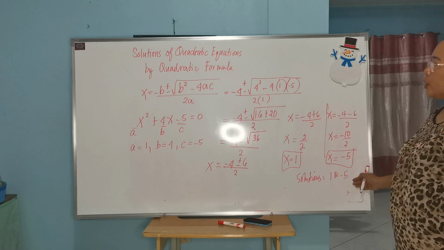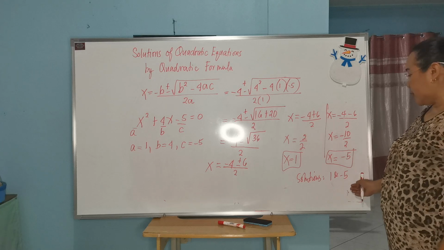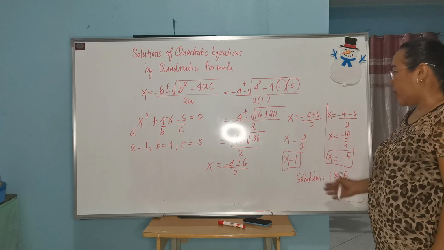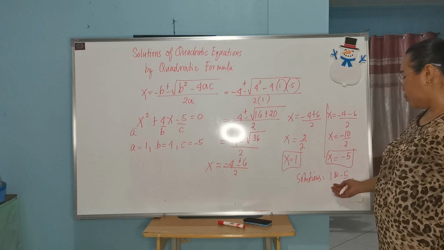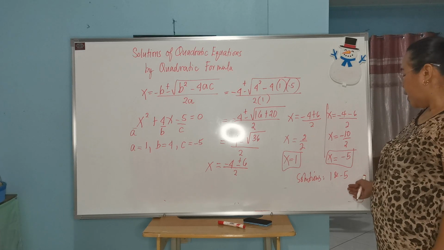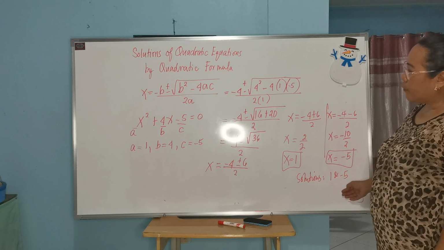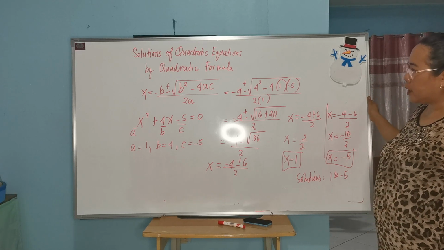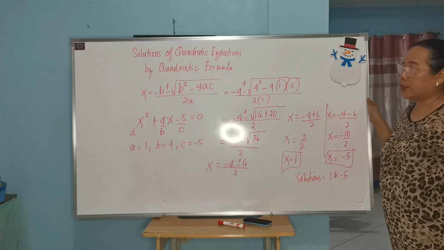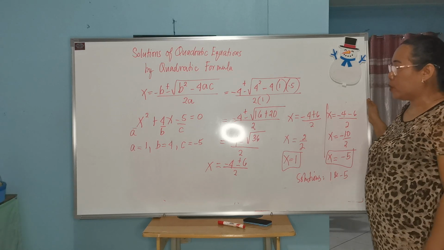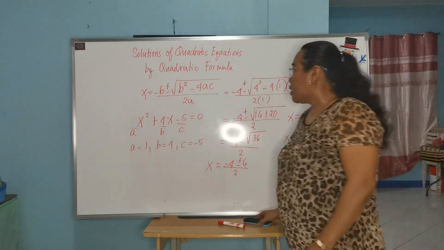So comparing it with the answer that we arrived at in completing the square a while back with the same equation, we arrive at the same solutions, positive 1 and negative 5 respectively. Okay? So that is our first example using the quadratic formula. So let's solve also the second problem. This is the same problem as what we have used a while back, but this time using the quadratic formula.